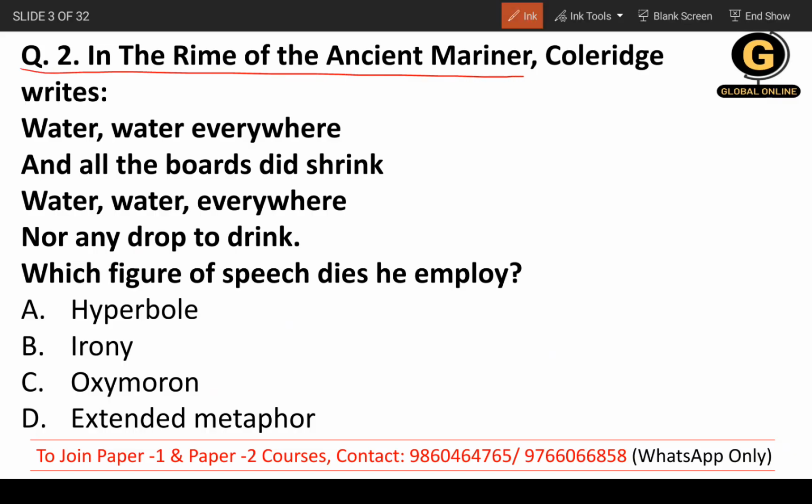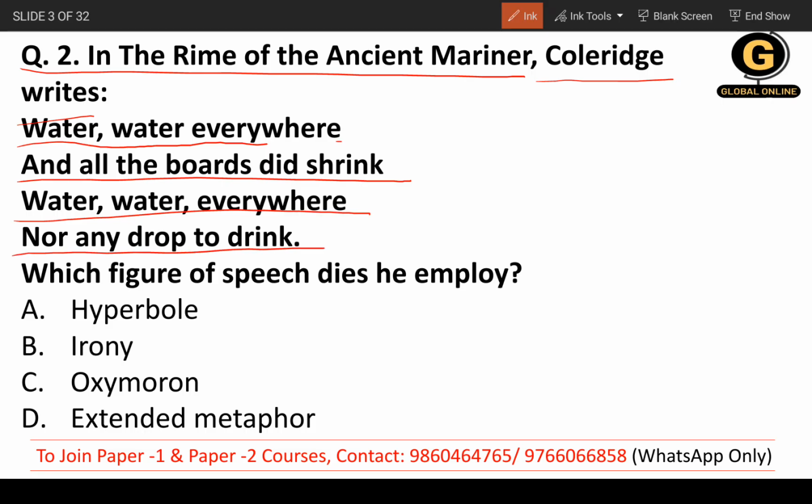Now, second question, let me read it for you. In The Rime of the Ancient Mariner, Coleridge writes, "Water, water everywhere, and all the boards did shrink. Water, water everywhere, nor any drop to drink." Okay, so here the question is asking about the figure of speech. Which figure of speech does he employ? Now, the options are hyperbole, irony, oxymoron, or extended metaphor.